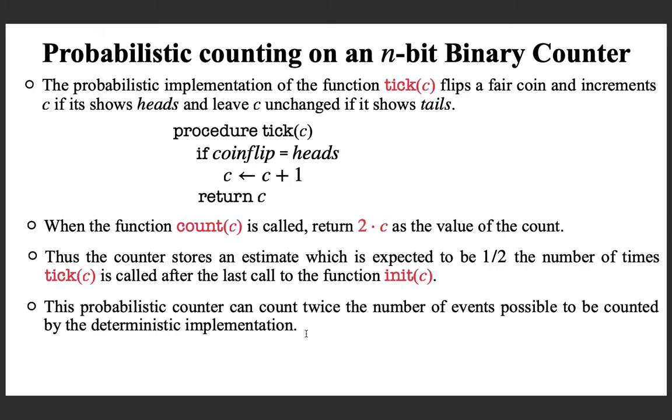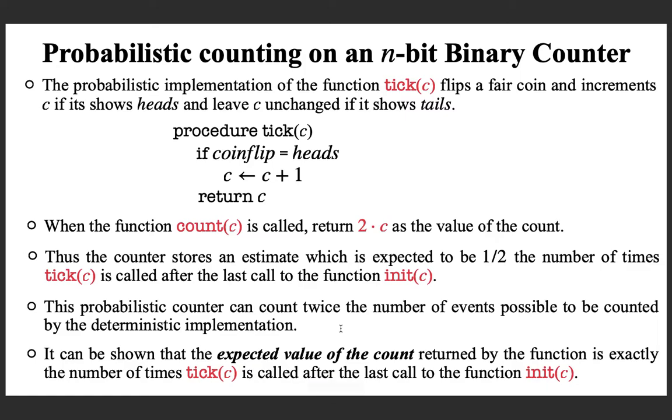That is the expectation. So when the count value is 1 1 1 1, which is 15, what you are returning is 30, and that is what I say, it is almost twice the number of events that you can count with a deterministic counter. And we can prove that the expected value of the count returned by the function is exactly the number of tick functions called after the last call to the initialization, which is not the actual value.